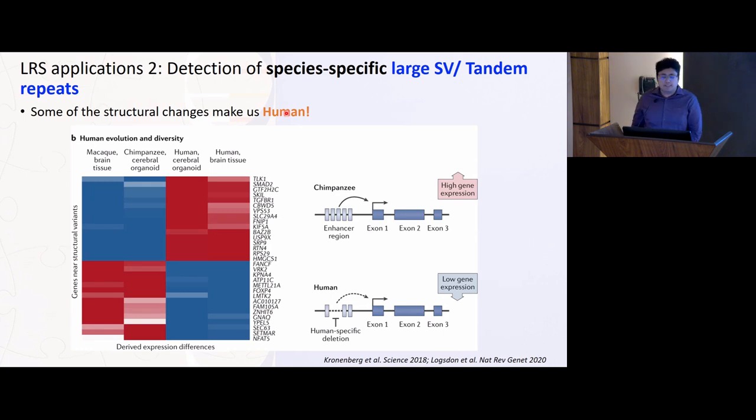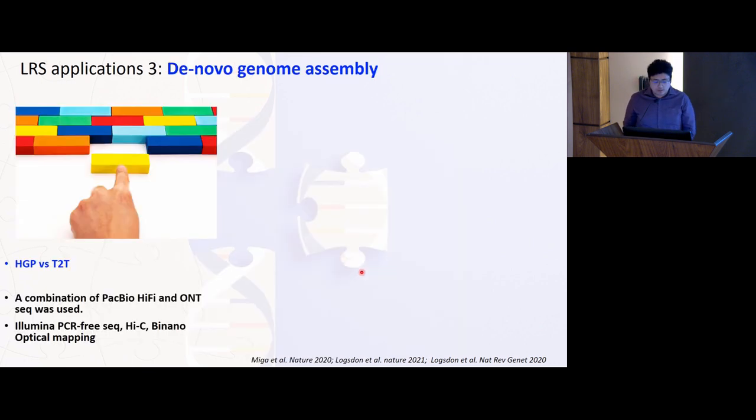And some of these structural changes are not only disease causing, they make us what we are, which is human. If you look at this gene expression plot, some of the genes that are most different between humans and our closest relatives in the ape genera, the chimpanzees, you can see that for some of these genes the mechanism of difference is some structural variation. So long read sequencing not only picks up disease causing novel structural variation, it also tells us why we are unique as humans. Those are also possible using long read.